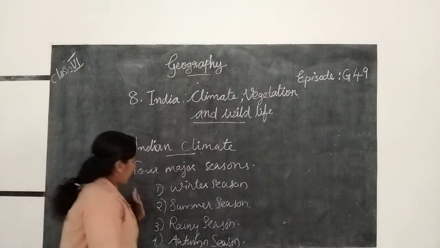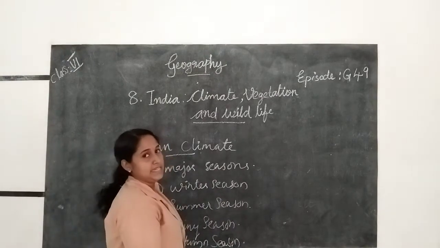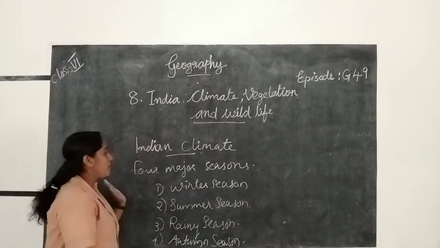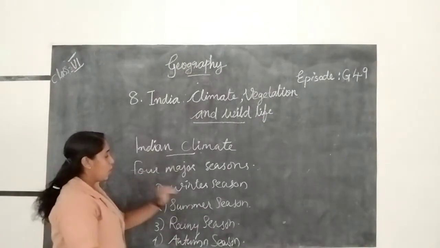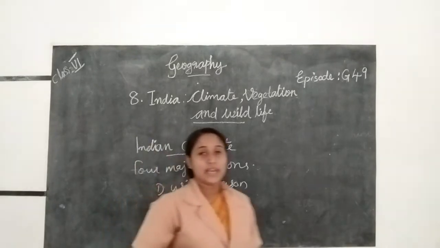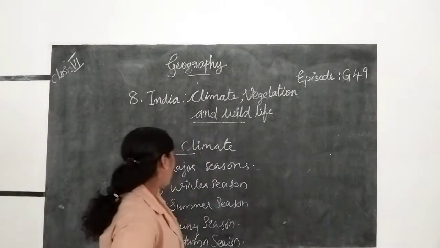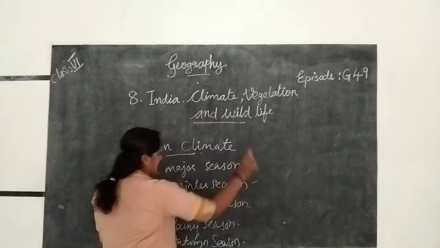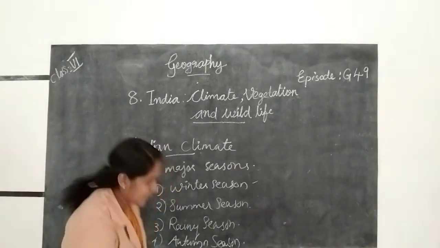So these are the major seasons in India. We have four major seasons, which are winter season, summer season, rainy season, and autumn. First, we are going with the winter season.